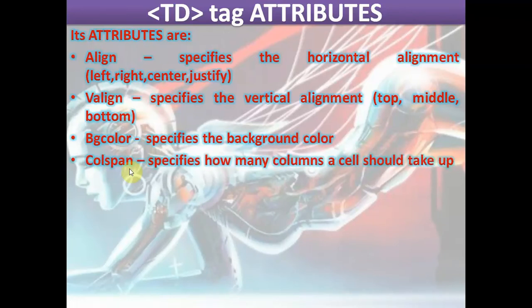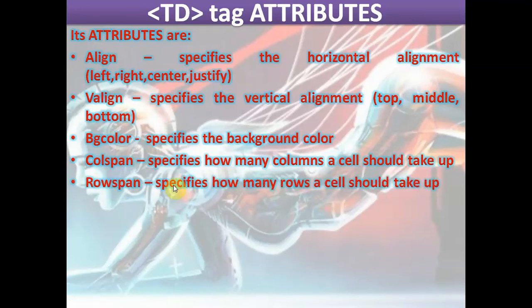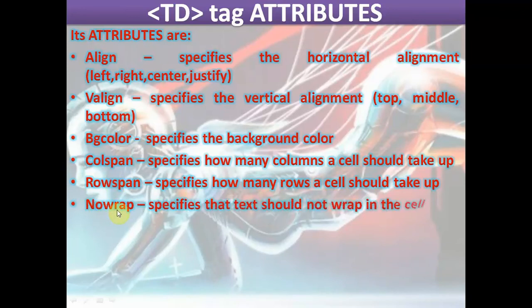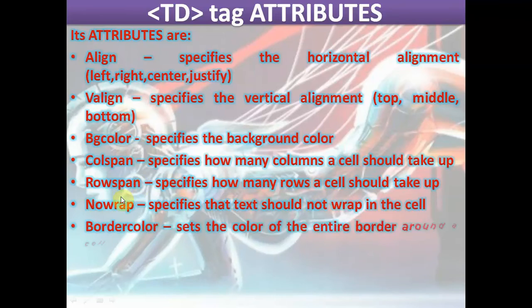And colspan. Colspan specifies how many columns a cell should take up. Suppose you have a single cell and you want it to cover 4 or 5 cells, then you have to use colspan. Another is rowspan. If you want to occupy more rows in a single cell, then you have to use rowspan. Similarly, nowrap specifies that text should not wrap in the cell. Practically you will understand in an effective way.